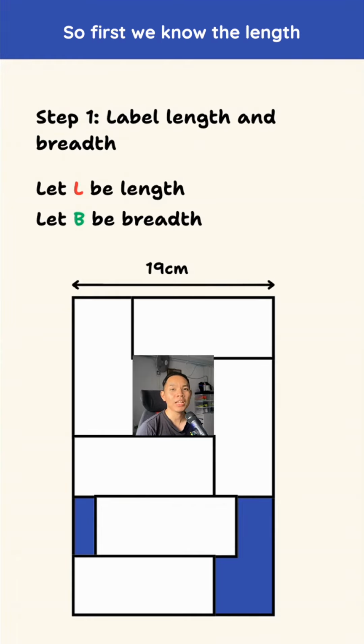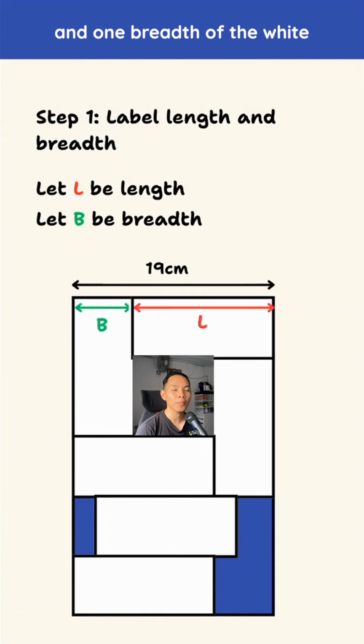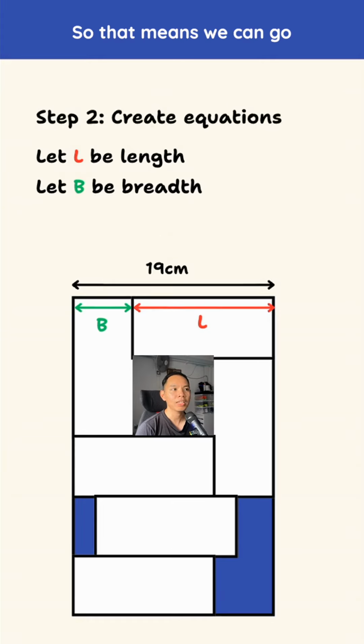First, we know the length of the figure is 19 centimeters. And 19 centimeters also consists of one length and one breadth of the white rectangle. So that means we can go to step 2, which is to create the equations. So length plus breadth is equal to 19 centimeters.